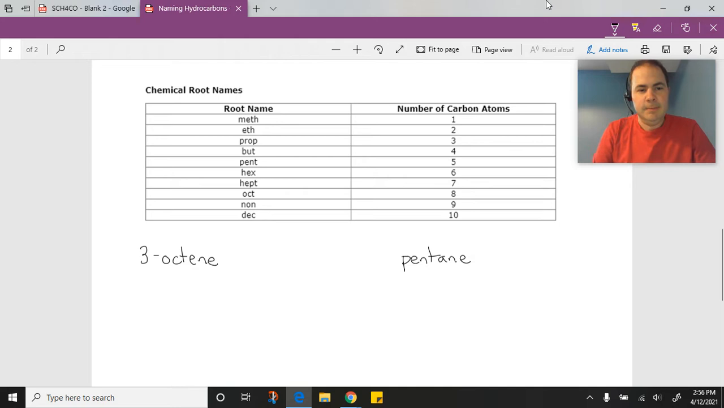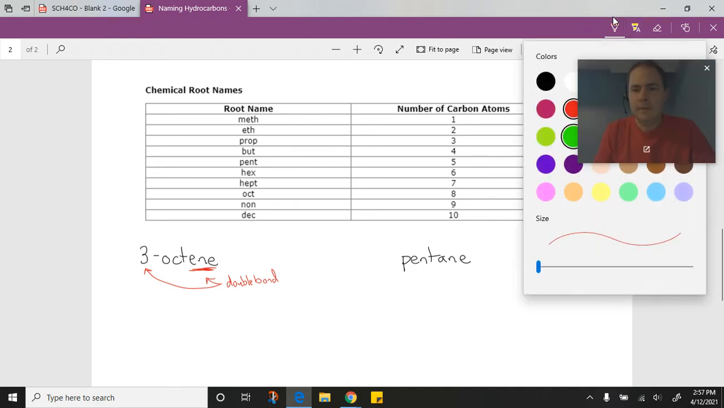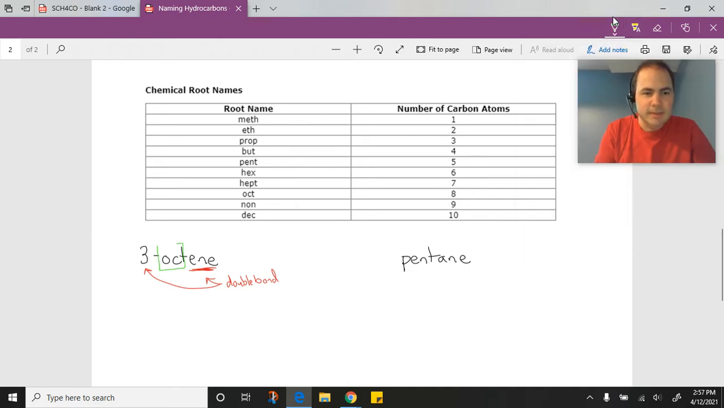So let's take a look at our first example. We've got 3-octene. I like to use a lot of different colors when I'm doing this to identify a few different things. The first thing I'm going to notice is that there's "ene", which means that there's a double bond. So that's important, my double bond, and the number that I see out in front goes with that double bond. The other piece that I can see in here is the "oct" part. Oct is telling me that there are 8 carbons. If we go back to our chart, which is right up here, oct means 8.